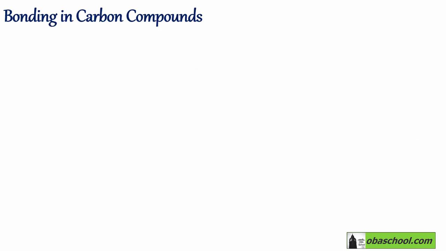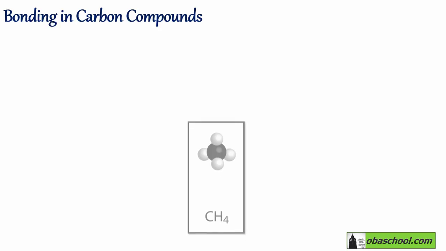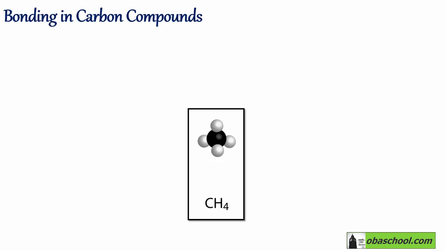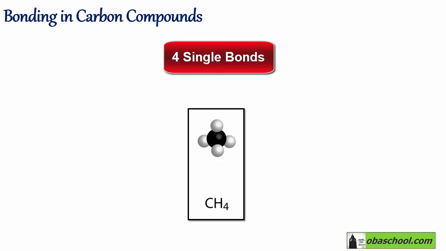Actually, the carbon atom can attain stability through bonding in different ways. Let's examine these ways. In the first case, the carbon atom will form 4 single covalent bonds. So each bond between this carbon atom and this hydrogen atom, for example, is 2 electrons only. So we have 4 bonds, and this is a total of 8 electrons. This is methane, CH4.